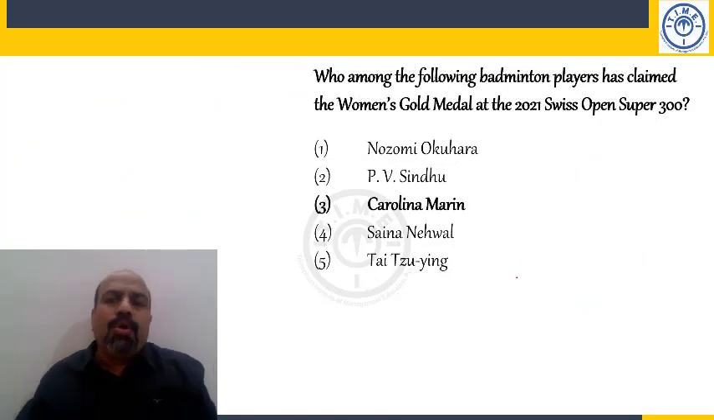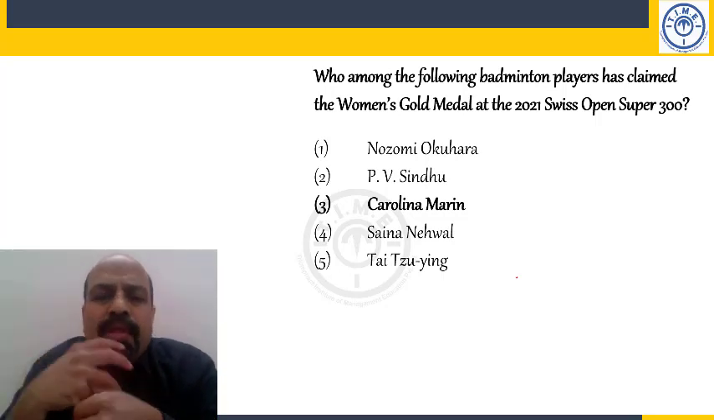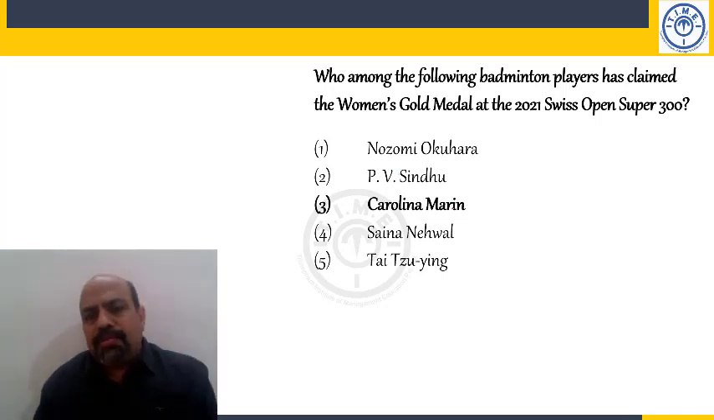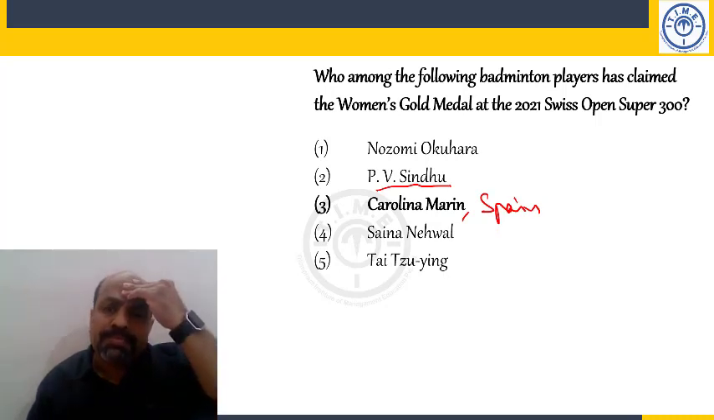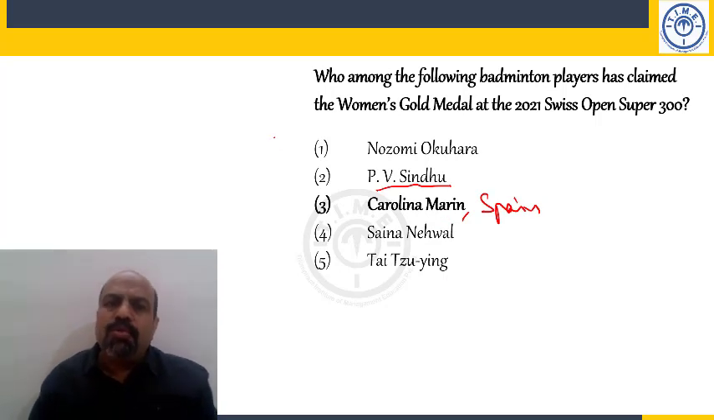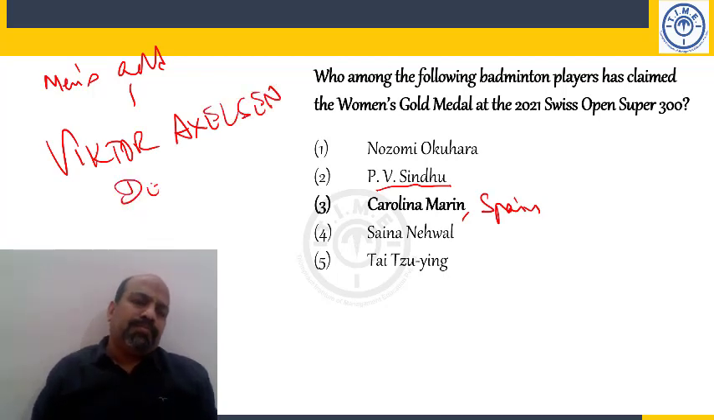Freedom fighters, all. Which of the following badminton players has claimed the women's gold medal at the 2021 Swiss Open Super 300? Carolina Marin of Spain. She defeated PV Sindhu in the final. Currently, PV Sindhu is ranked number 7 in the world. And this is women's singles. So, who won the men's gold medal? Victor Axelsen of Denmark.